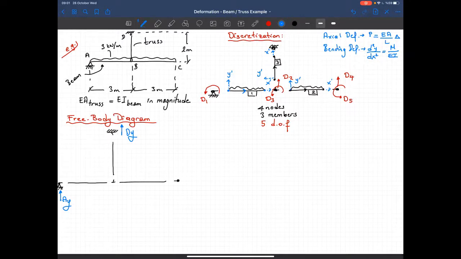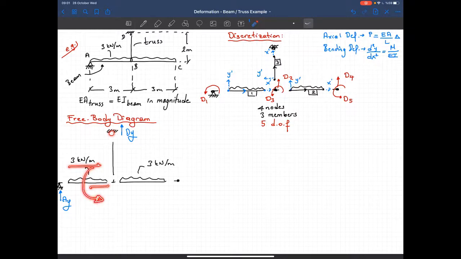Now I'm taking moment with respect to that point. Okay? I have to show the uniform distributed load also, sorry for that. Yeah, we have these uniform distributed loads, 3 kilonewton per meter and 3 kilonewton per meter. Now I'm taking moment with respect to that point. The moment created by this uniform distributed load is 3 by 3 times 1.5.